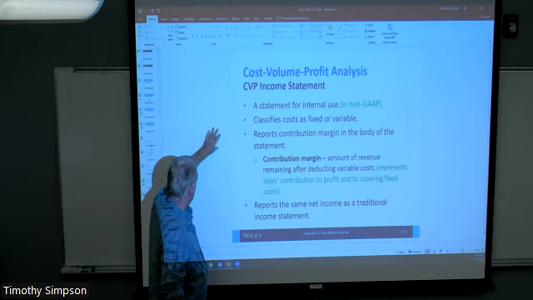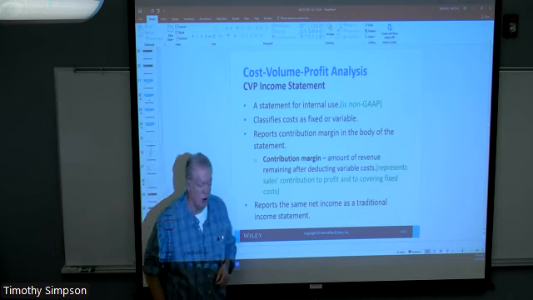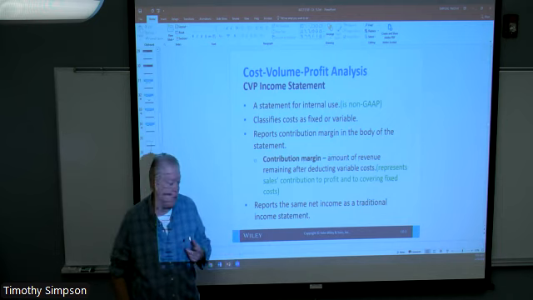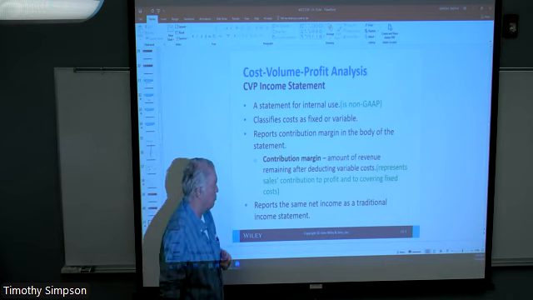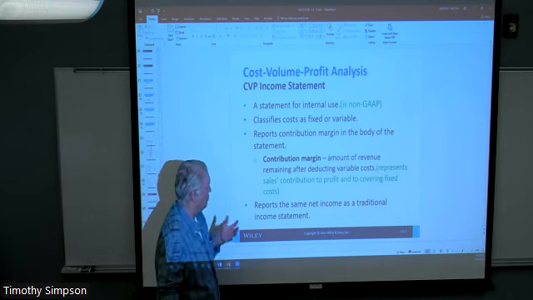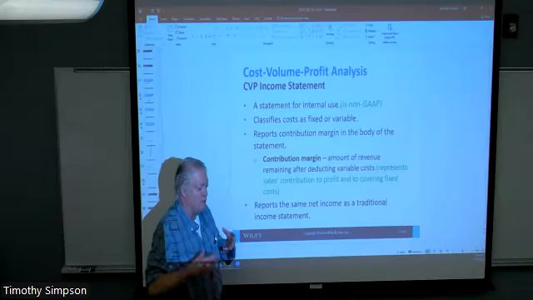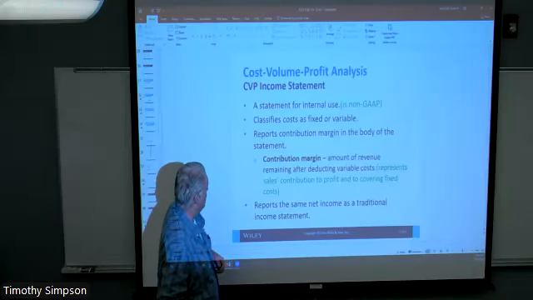We're not really interested in doing that. And by the way, I come back to something we talked about very early on in this course, which is that a lot of these statements that are produced are not for external use. They're really for internal use. So they're not for external users to look at. They're for management to look at, hence the term managerial accounting.